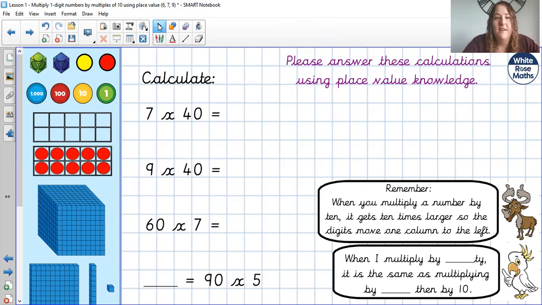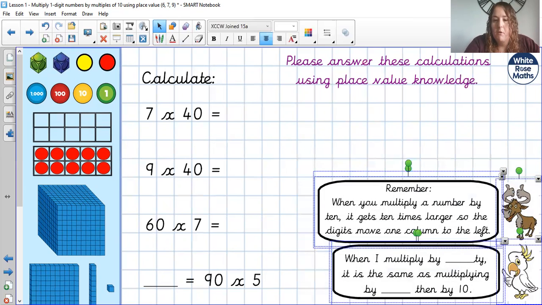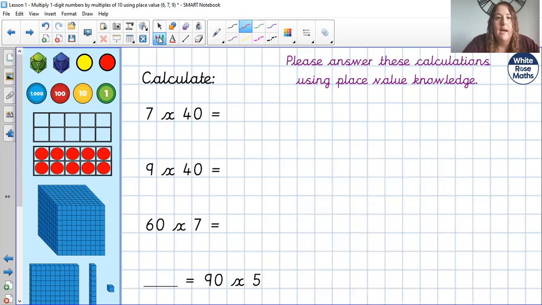Okay, so first things first, I'm going to give myself a bit more room to do my working out. And my first question, I have 7 times 40. So first of all, I need to work out what, and I'm going to do that in my black pen, 7 times 4 is. And again, you can use that multiplication grid if you want to, or you can just use your knowledge of the 7 times table or even the 4 times table. So 7, 14, 21, 28. Oh, that's a funny looking 2 there.